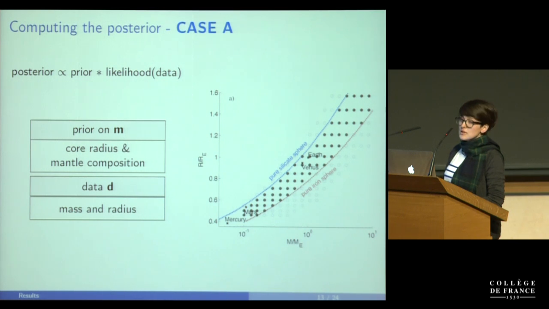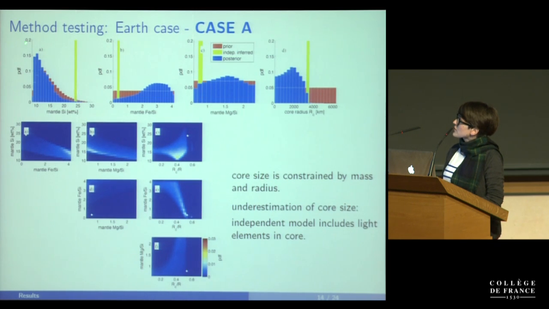Now, every dot in here represents an inverse problem that has been solved, and I will show you what happens when we apply our method to the Earth case. In the first figure here, you see 4 panels, one for every model parameter. So the first 3 for the mantle composition and the core radius in the last one. In red is the prior, in blue the posterior, and in green are some independent estimates. And you see that the prior and the posterior are not so different for the mantle composition. So these can't be constrained.